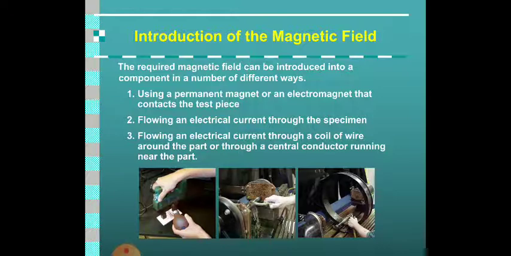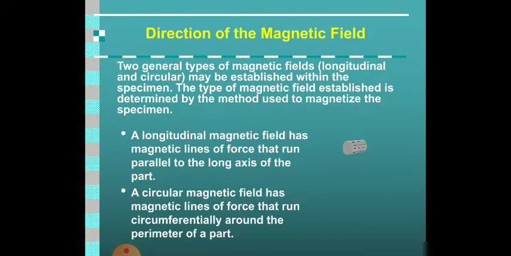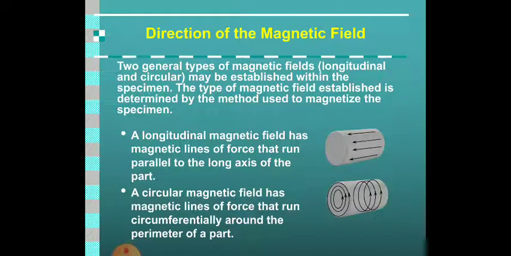So this is using a permanent magnet or an electromagnet that contacts the test piece, flowing an electrical current through the specimen, and flowing an electrical current through a coil of wire around the part or through a central conductor that is running near the part. So these are the test methods of operation to be used for introduction of the magnetic field.